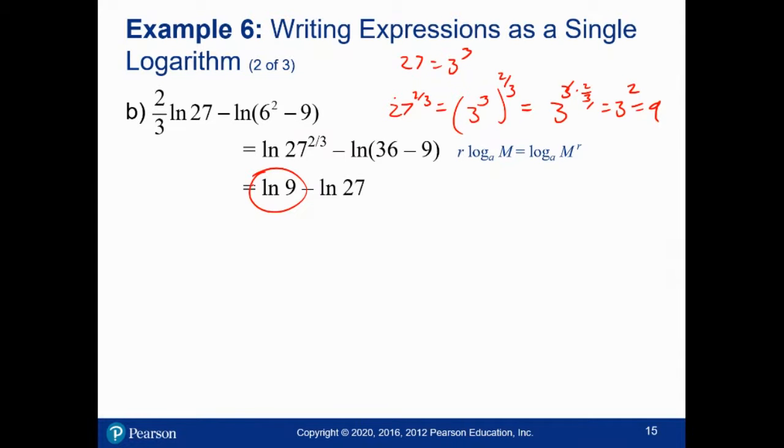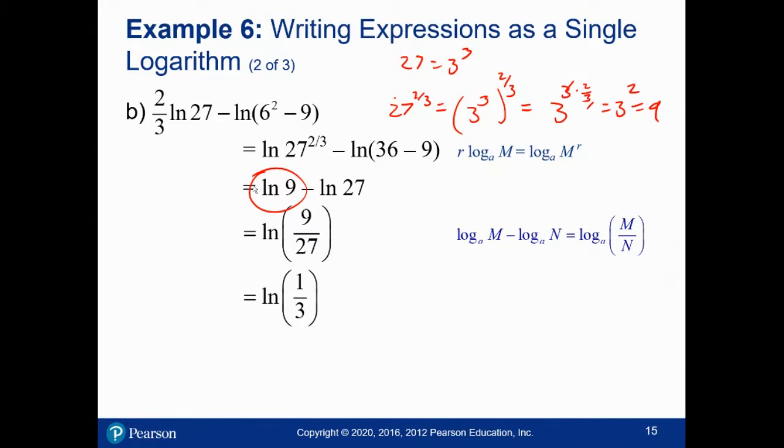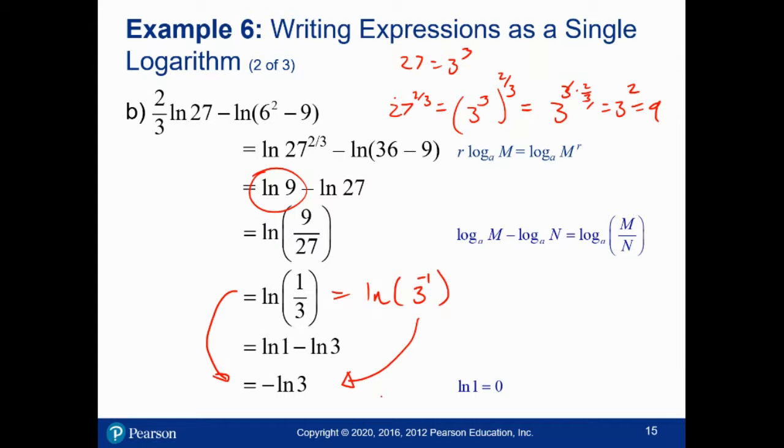6 squared minus 9 is, of course, just 27 to begin with. Then we have the natural log of 9 minus the log of 27. So I can express it as a quotient, which simplifies to 1/3. You could then call this the log of 1 minus the log of 3. And remember that the log of 1 is 0. You can also get right from here to here by saying this is the log of 3 to the minus 1, and then I can bring that minus 1 out as a factor and write it like this.